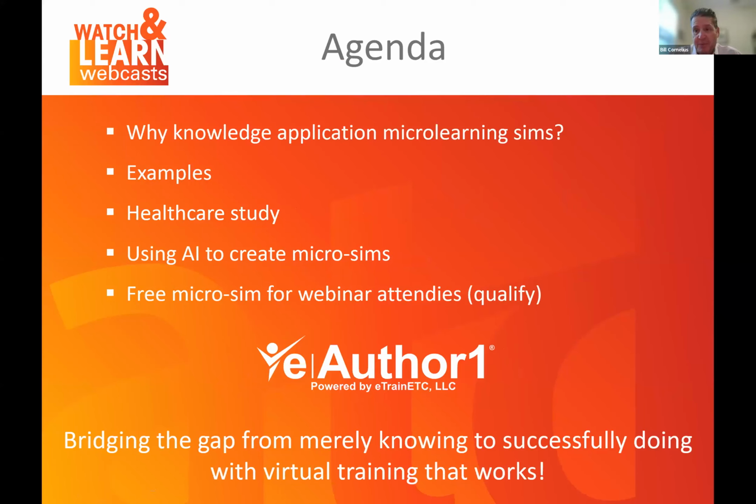We've got some examples. We even have a study that was performed that demonstrates how effective this training can be. And we're going to highlight some AI capabilities and how we can leverage this technology to build faster and with less cost and stress, if you will. And at the end, we're going to talk about a free offer for anybody participating in this webinar to create a two-step micro sim that you could show off to your team and maybe leverage internally as well.